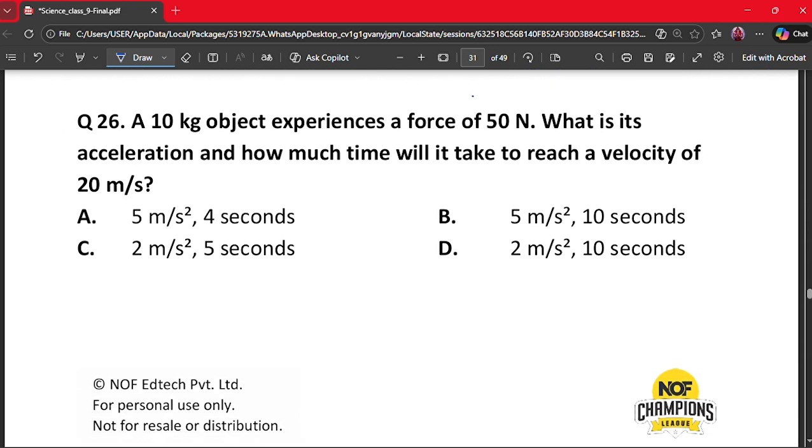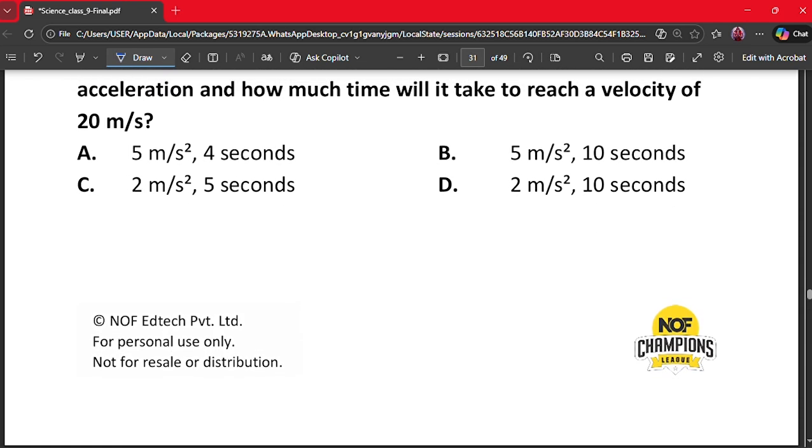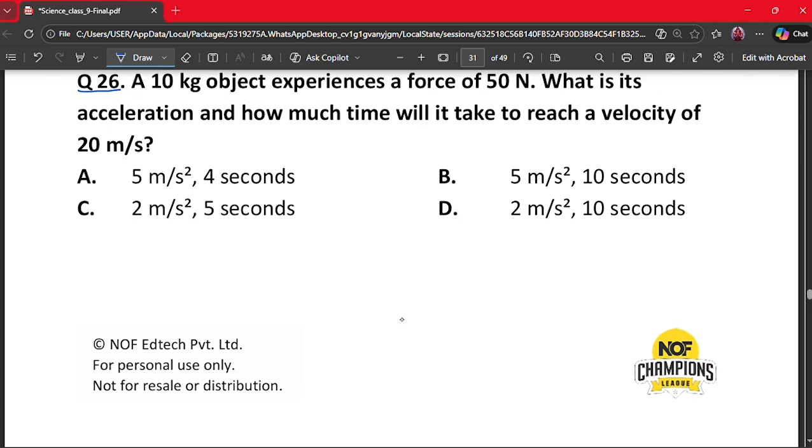Our next question is question number 26. A 10 kg object experiences a force of 50 Newton. What is the acceleration and how much time will it take to reach a velocity of 20 meter per second? So let's solve this. I'll write down the formulas first. Here a = F/m, which is given 50 N and 10, so this will be equal to 5 meter per second square.